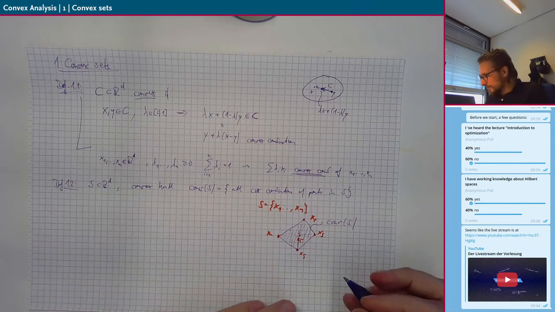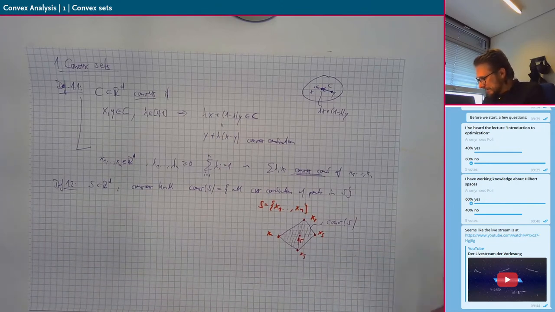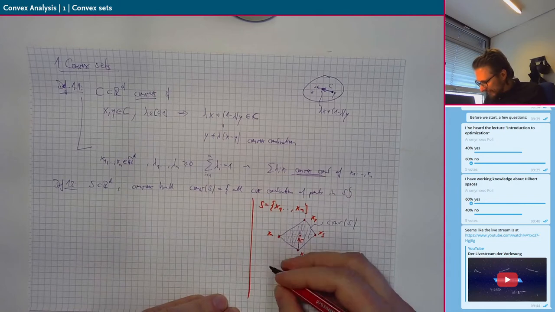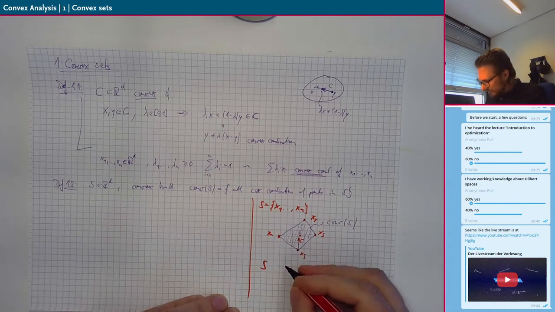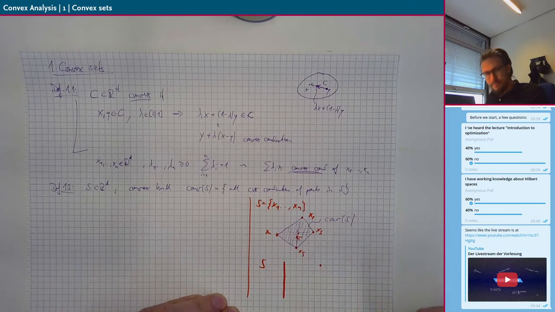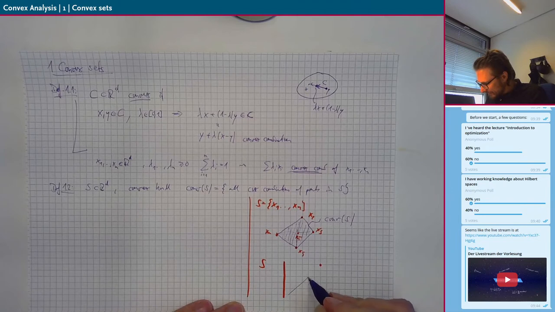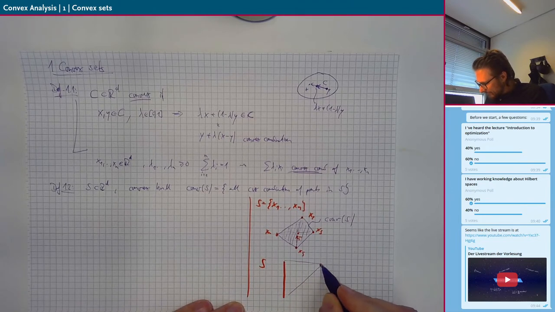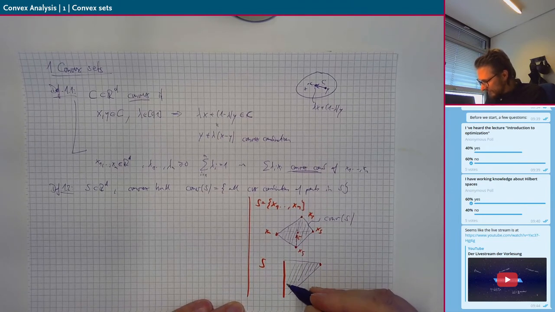Another thing you could think about, let's do a second example here: if S just looks like maybe this line and this point here, then the convex hull would still be that thing here. And this would be the set of all convex combinations.